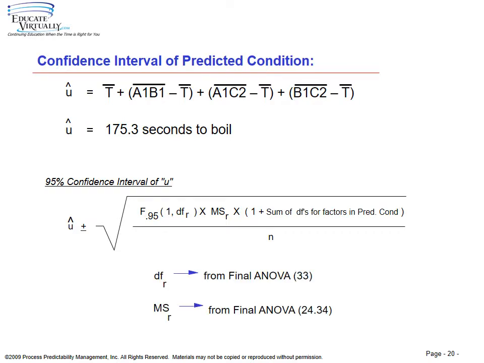So from our analysis of variance, the degrees of freedom for the residual is 33, and the mean square for the residual is 24.34. Let's plug all this into our equation, and we'll come up with the 95% confidence interval about our prediction.